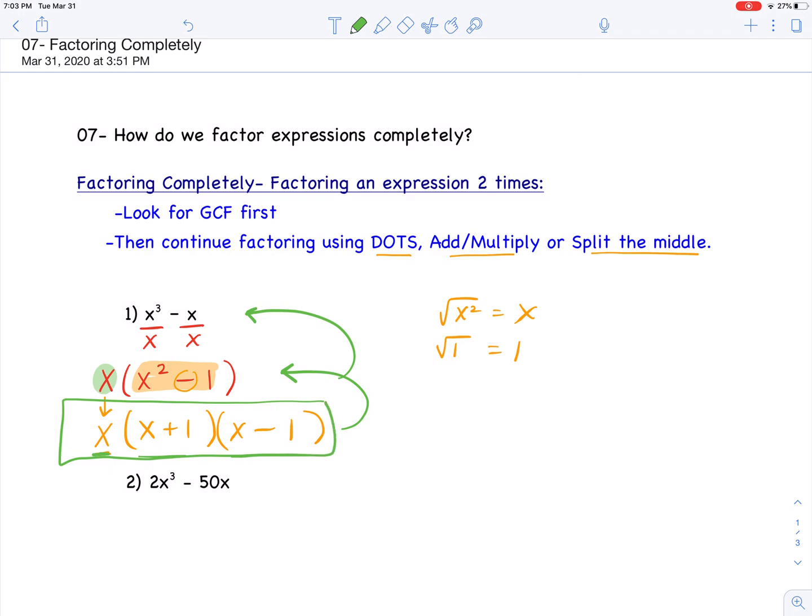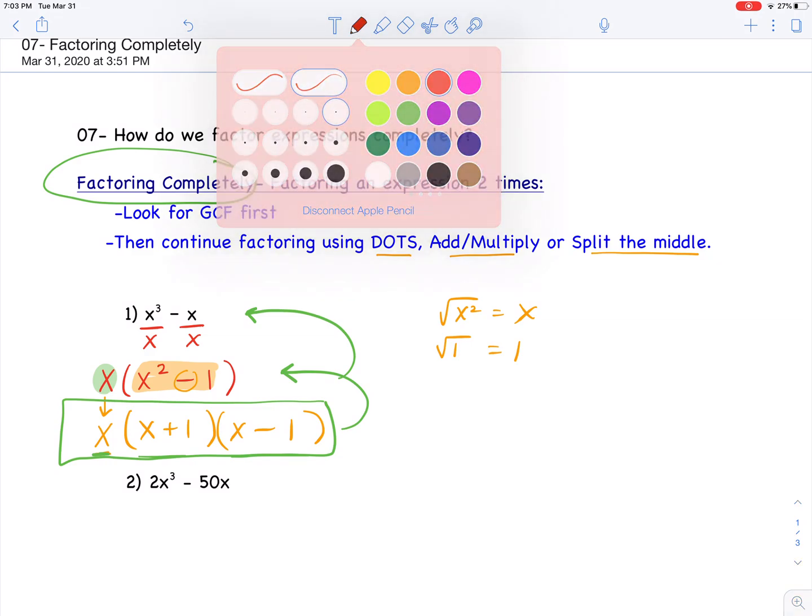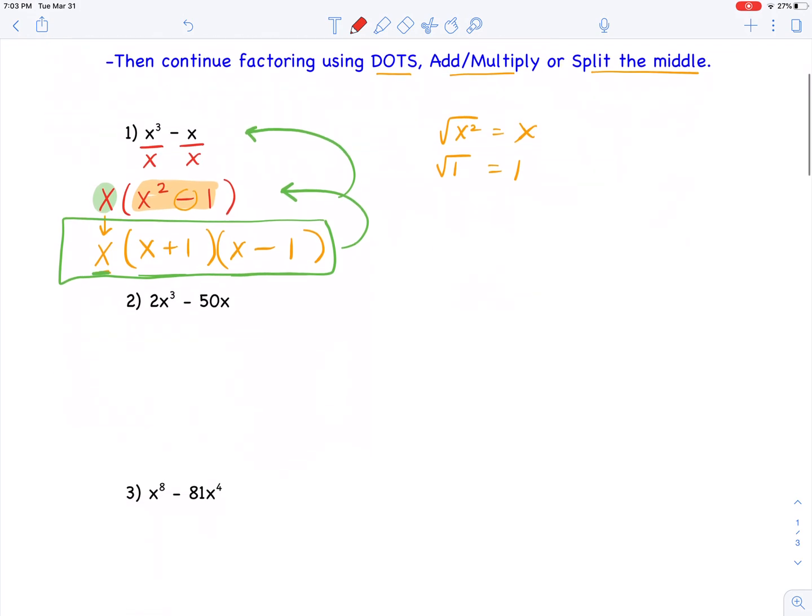You want to make sure all these answers, when the directions say to factor completely, have 3 factors instead of 2. Could even be more than that, but not today. Okay. Again, first looking for the GCF.